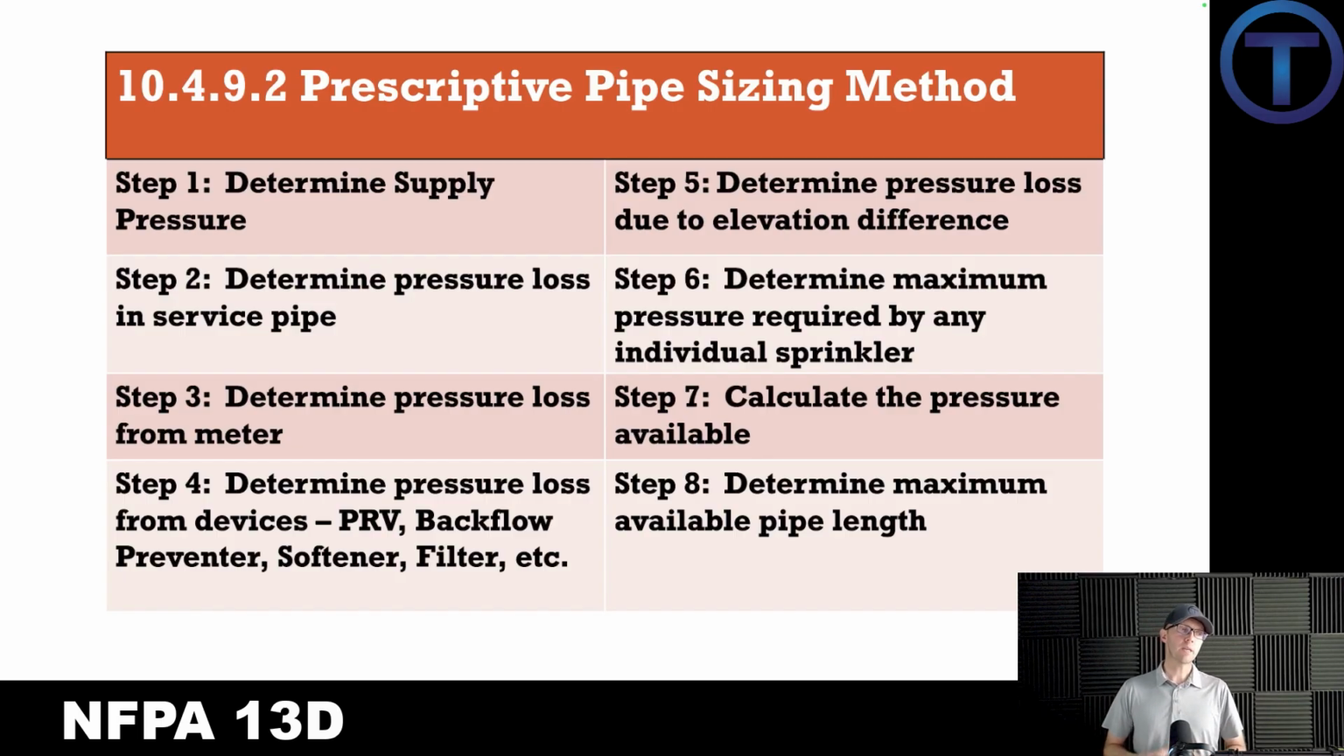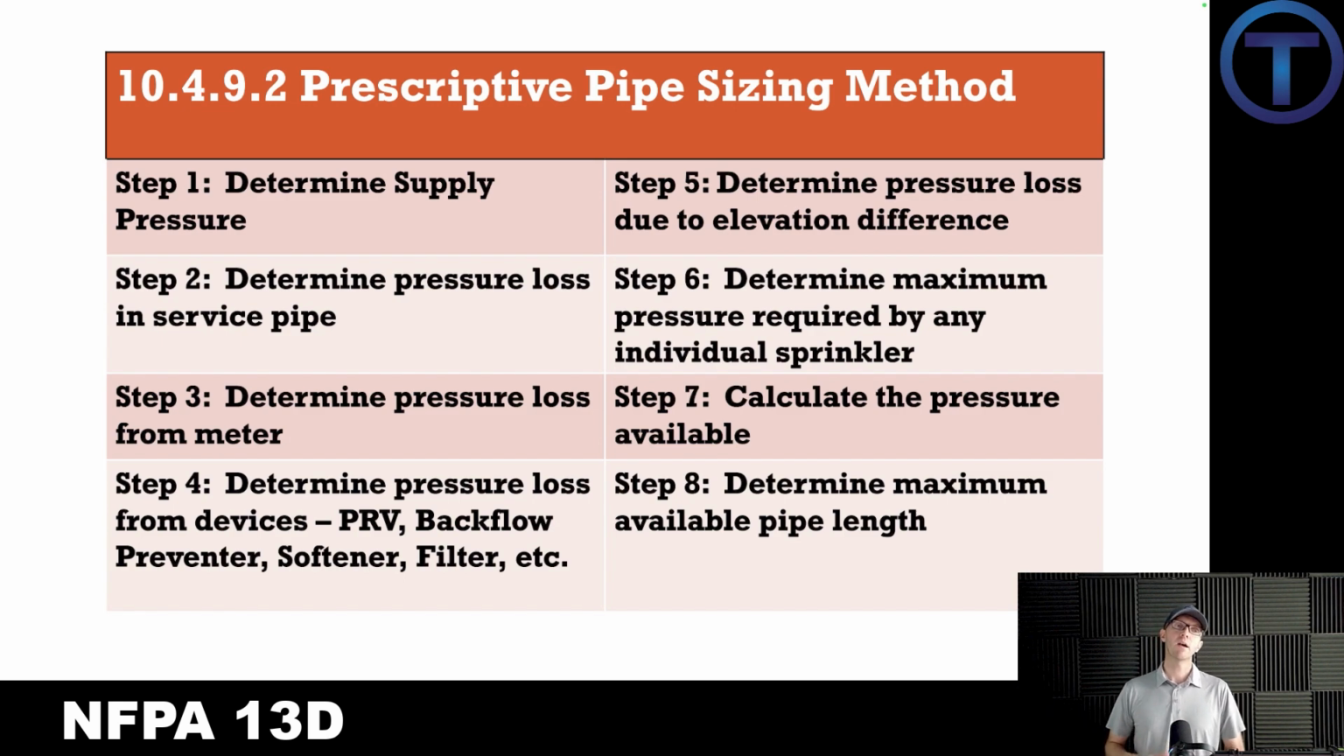Step 2, determine the pressure loss for the service pipe. So now we start deducting pressure loss for the service pipe. Step 3, determine pressure loss from the meter. Step 4, determine pressure loss from devices. That's pressure reducing valves, backflow preventers, water softeners, water filters, anything that water has to pass through on its way to a sprinkler. Those things are going to cause restriction and have to be deducted.